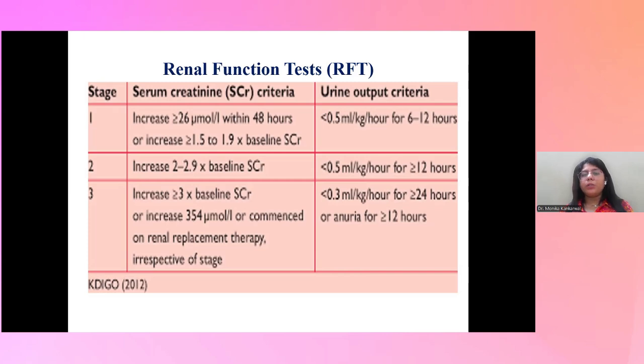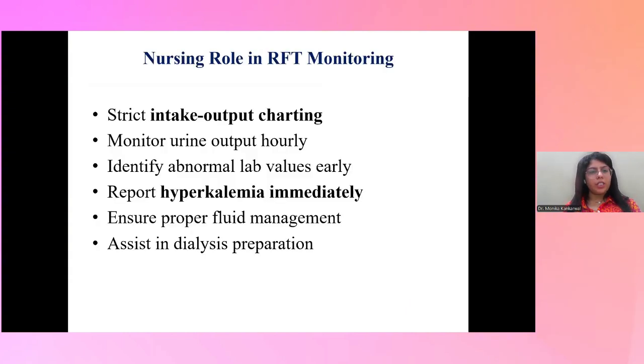You will also observe that the patient will have less than 0.3 ml per kg per hour urine output for more than or equal to 24 hours, or there will be anuria for more than or equal to 12 hours. So like this, you have to use any of the standardized tools to understand what stage of AKI the patient is in, so that you can start the treatment regimen accordingly in collaboration with your intensivist and the physician.